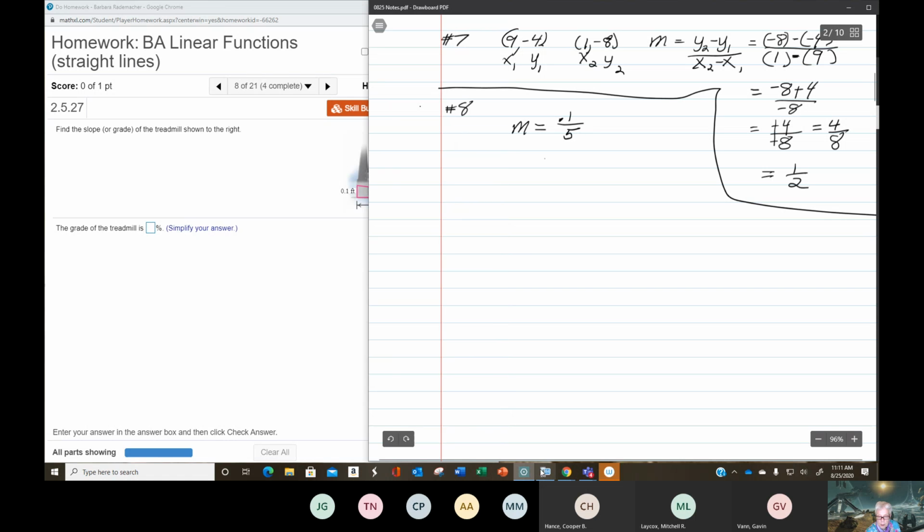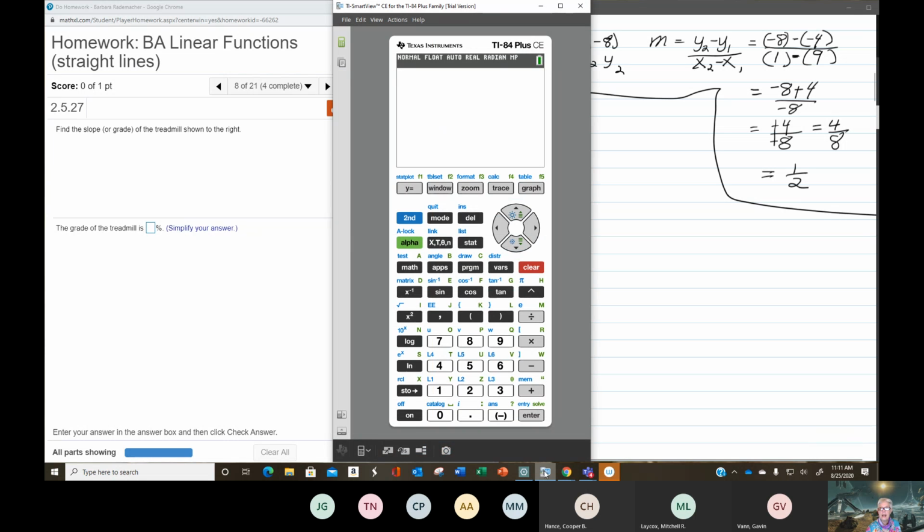Now, I am going to bring up my calculator. Can you see the calculator? I need at least one person to unmute themselves and say either yes or no. Yeah, see it. Yeah. Yay, okay, thank you.